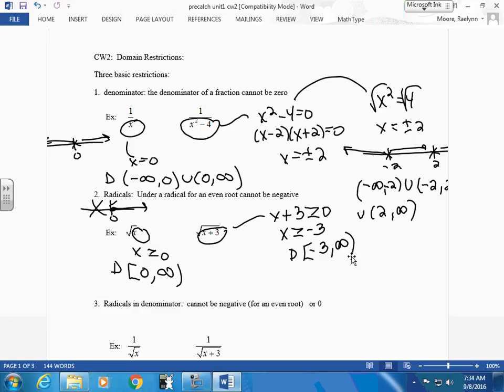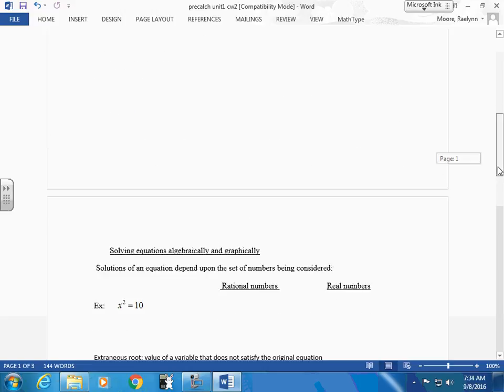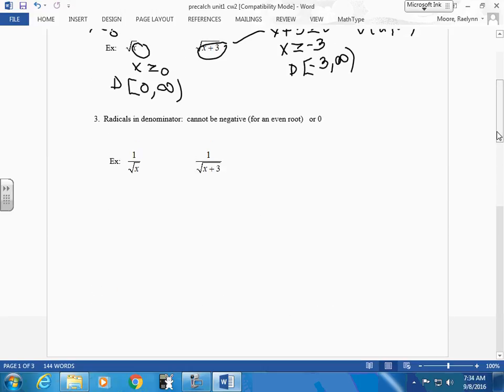Good. And the last one kind of combines both of these. It combines a radical and a denominator. So now we have two types of restrictions. One, a radical cannot have a negative. Two, a denominator cannot have a 0. So therefore, we're just going to take this out and set it greater than 0.